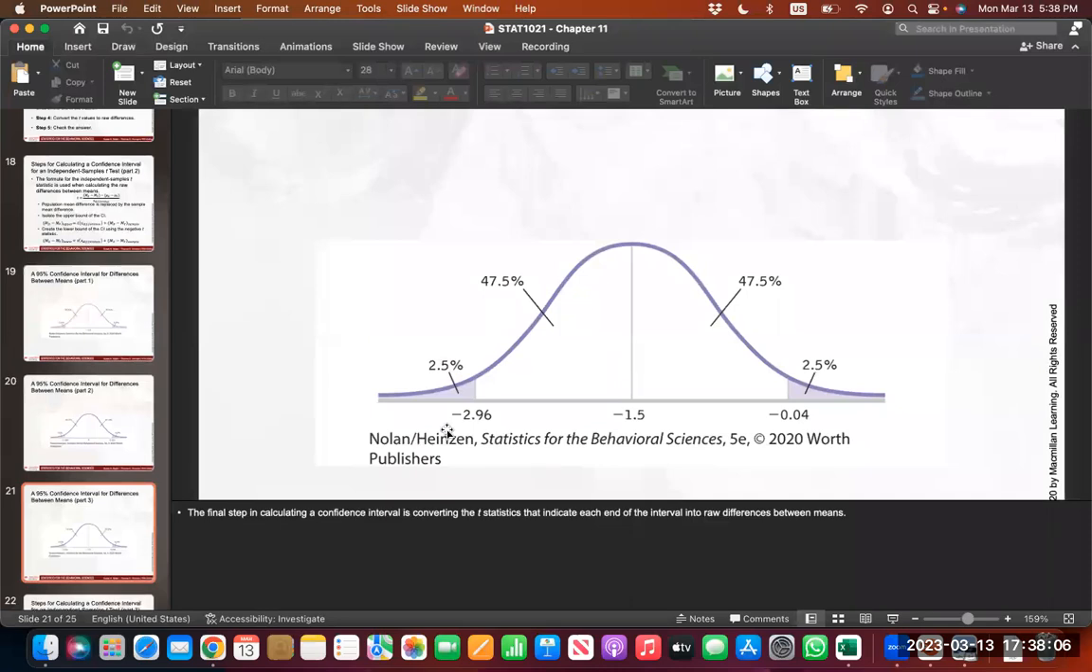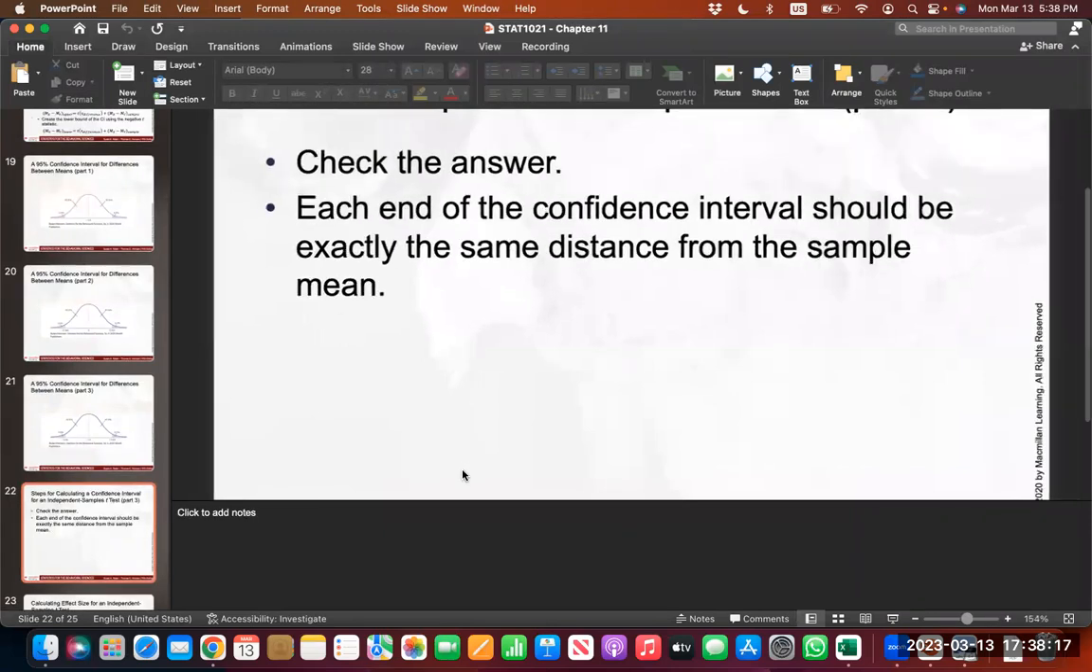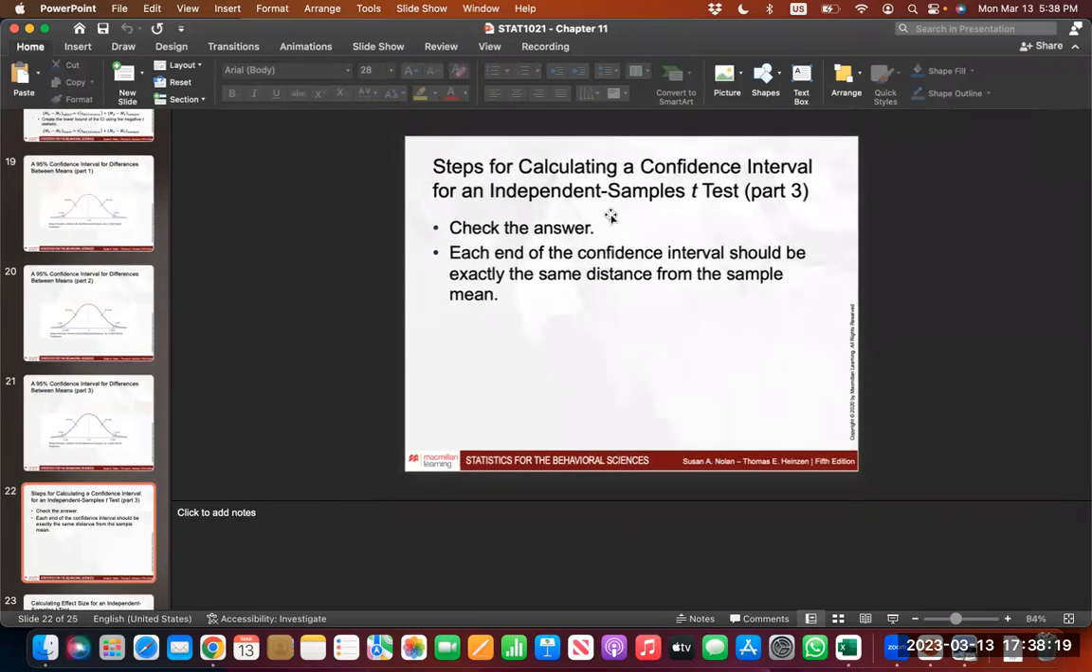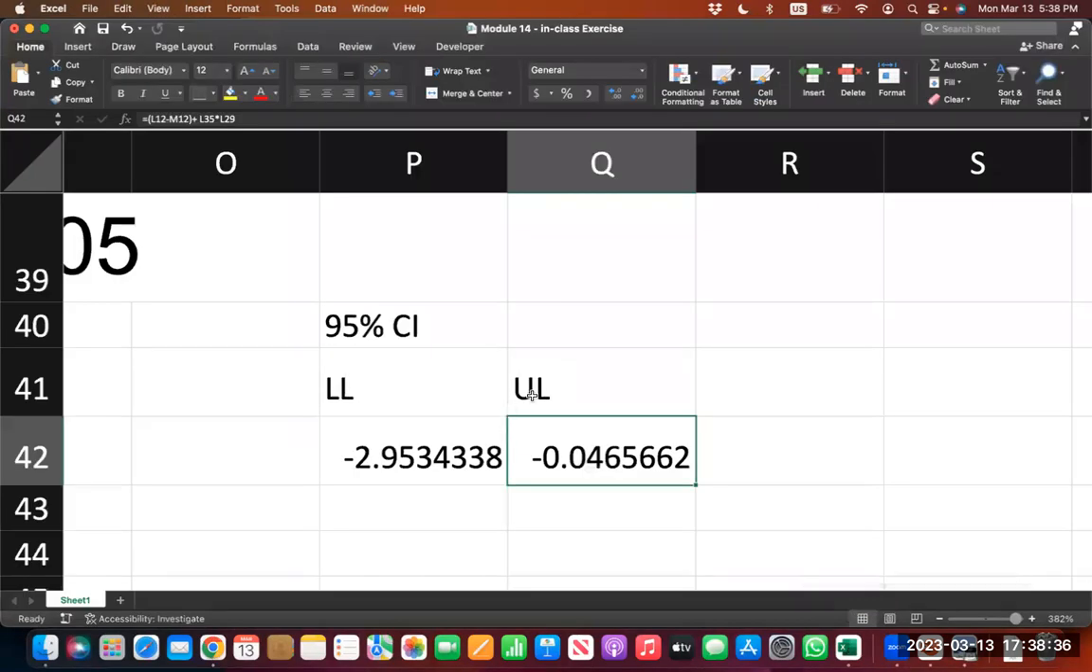So we have minus 2.96 to minus 0.04. And this basically leads to the confidence interval. So lastly, we're also calculating effect size, which is calculated in the same format as we did before.